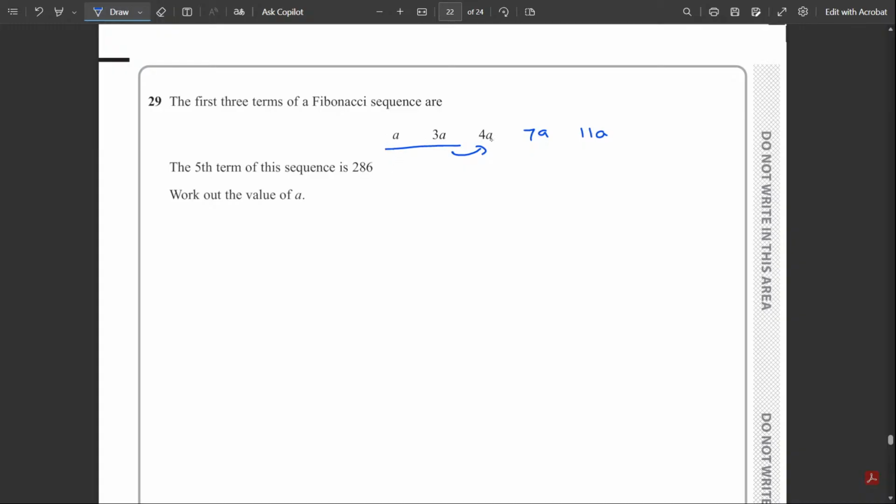So 1, 2, 3, 4, and 5. So we know the 11a is equal to 286. So a is, divide both sides by 11. So 286 divided by 11. So we know that a is 26. So work out the value of a. We just did that.